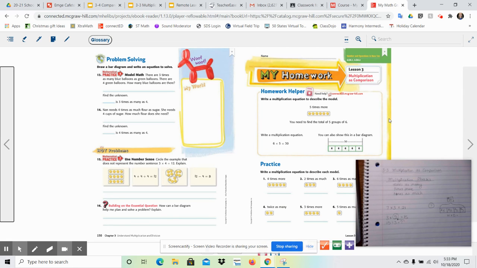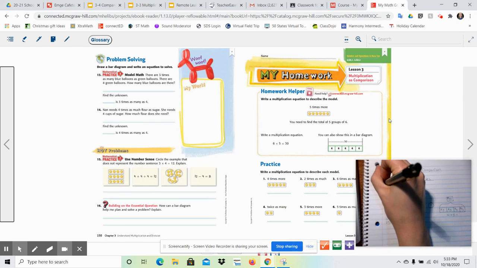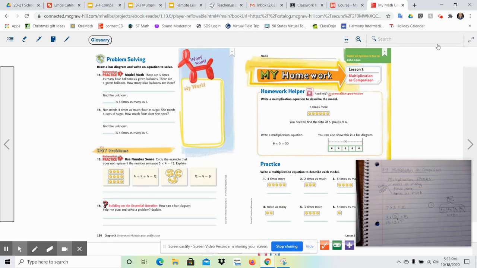So that's today's lesson, multiplication as comparison. Again, look for these keywords. Remember, those are the words that we box whenever we're using the cube strategy. And take your time with today's worksheet, read the directions, and do your best.